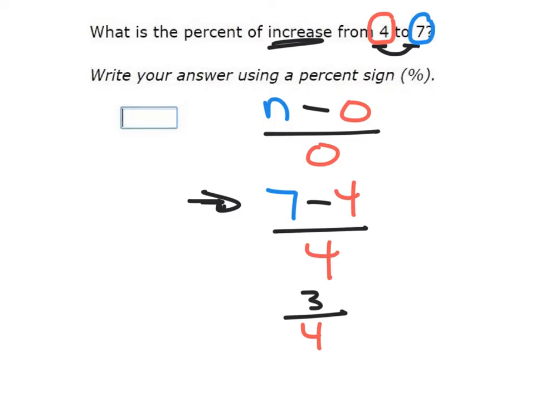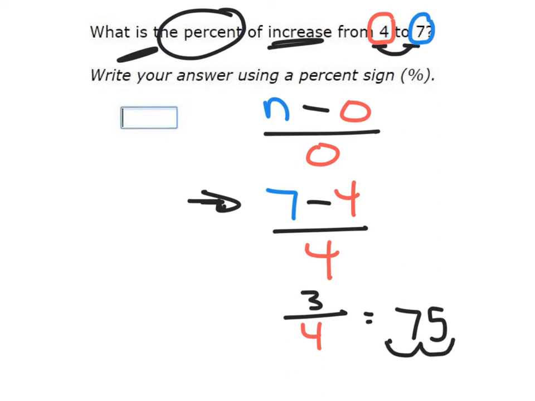Now I can do my math here. 3 divided by 4 is going to be 0.75 or 75 hundredths. Now I am looking for this percent of increase. I have a decimal value. To change a decimal to a percent, we multiply it by 100 or move our decimal 2 places to the right. So my percent of increase is 75%. And I've finished the problem.